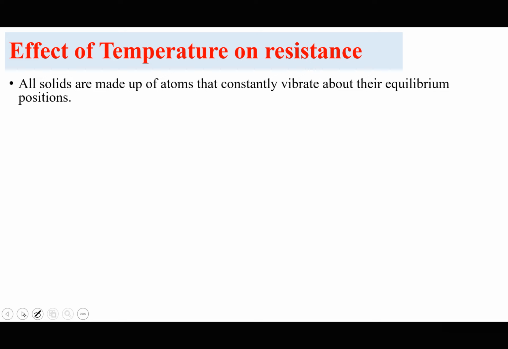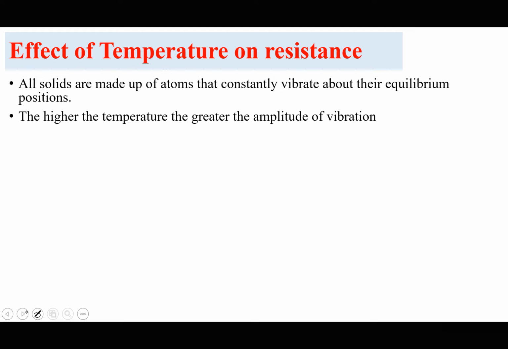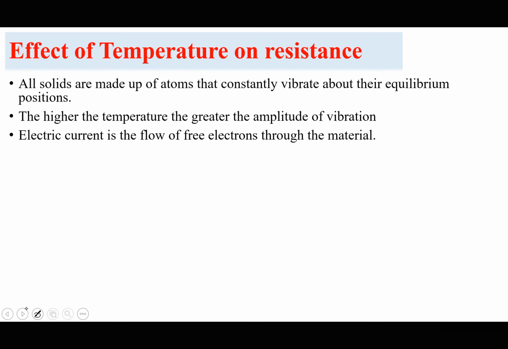All solids are made up of atoms which are in continuous vibration about their equilibrium positions. From GCSE thermophysics, we also saw that the higher the temperature, the greater the amplitude of vibration. If we increase the temperature, the amplitude of vibration of the atoms which make up the solids would increase. We also mentioned in the first lesson that electric current is the rate of flow of charge carriers. So electric current is the flow of free electrons through a material.